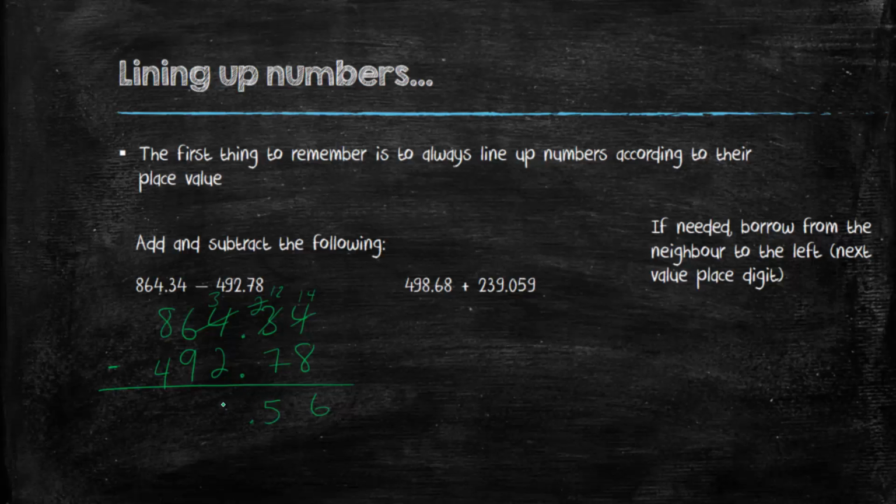3 minus 2, excuse me, 1. 6 minus 9, we can't do that, we have to borrow. This becomes a 7, and this becomes a 16. 16 minus 9, 7. 7 minus 4, 3. So the answer is 371.56.